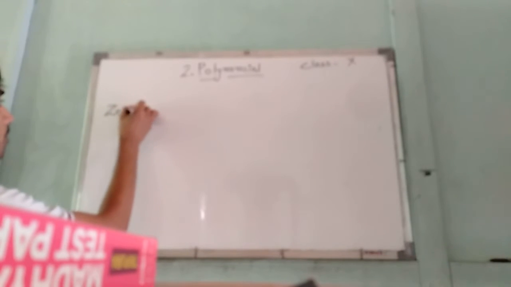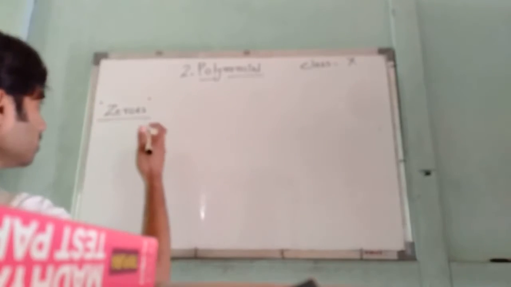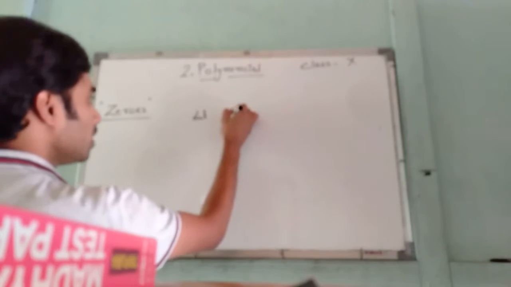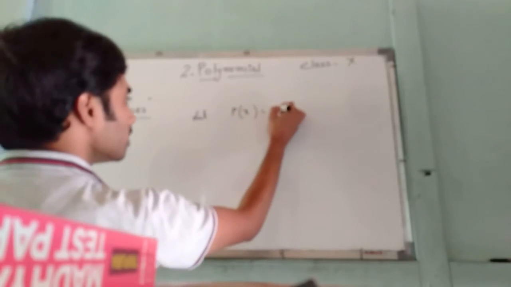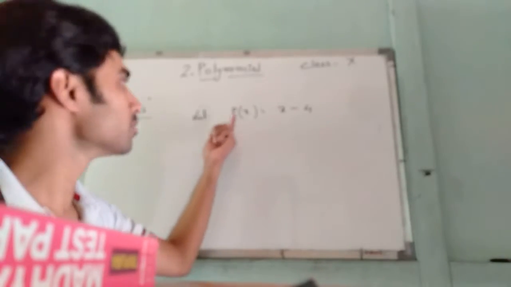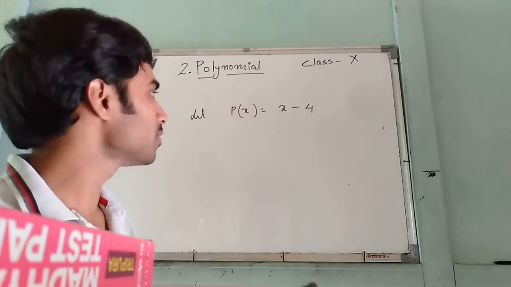Now let's go to another topic, that is how to find the zero of a polynomial. This part also you have learned in class 9. Suppose I write, let p of x is equal to x minus 4. Let one polynomial be there in terms of x. P means polynomial in terms of x, which is equal to x minus 4.